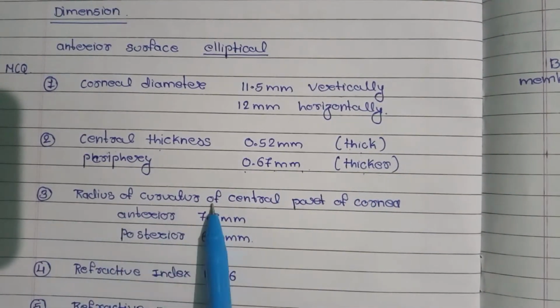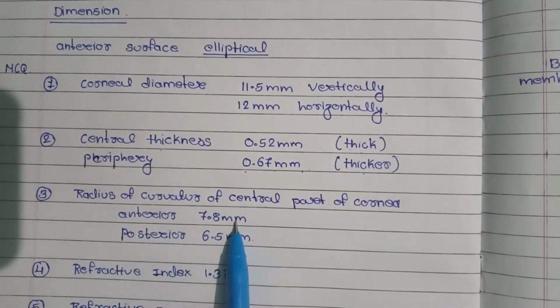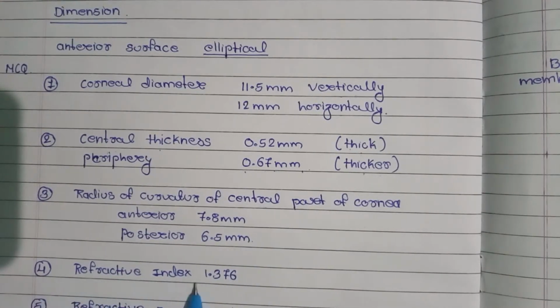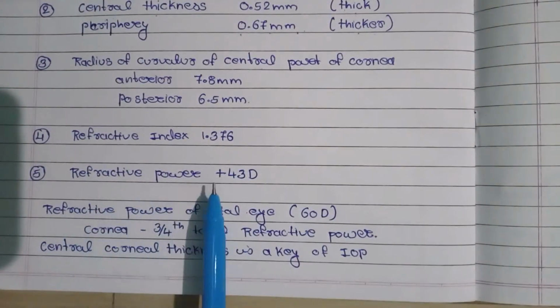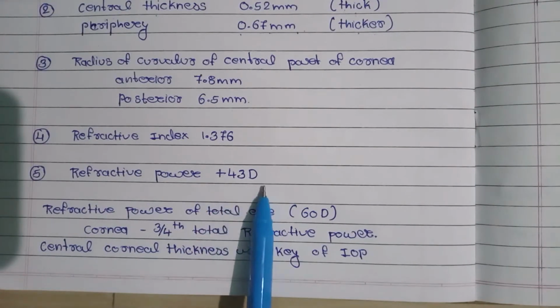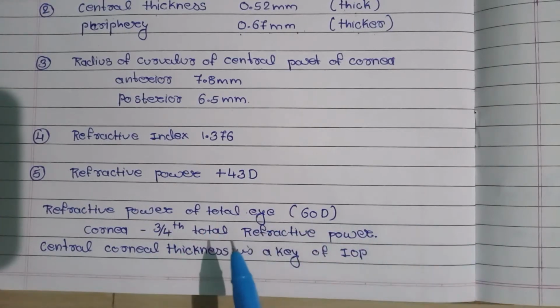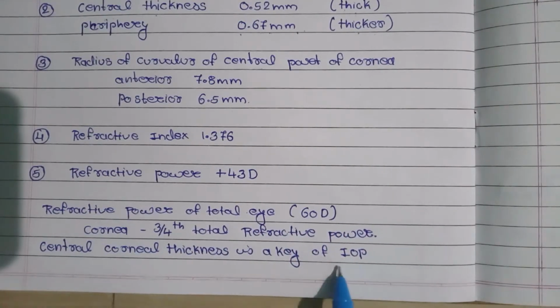Third, radius of curvature of the central part of the cornea. Anterior is 7.8 mm, posterior is 6.5 mm. Fourth, refractive index of the cornea is 1.376. This is an important point. This point can be asked for the MCQs. Fifth, the refractive power is plus 43 diopter. The refractive power of the total eye is 60 diopter. The cornea covers 3/4 of the total refractive power of the eye. Central corneal thickness is the key of IOP. IOP is the intraocular pressure.